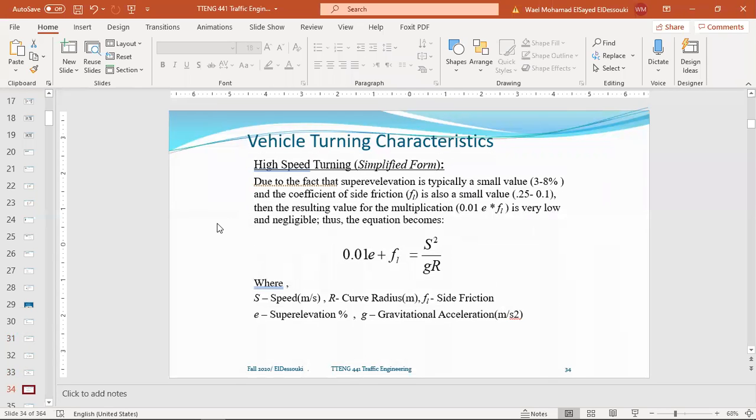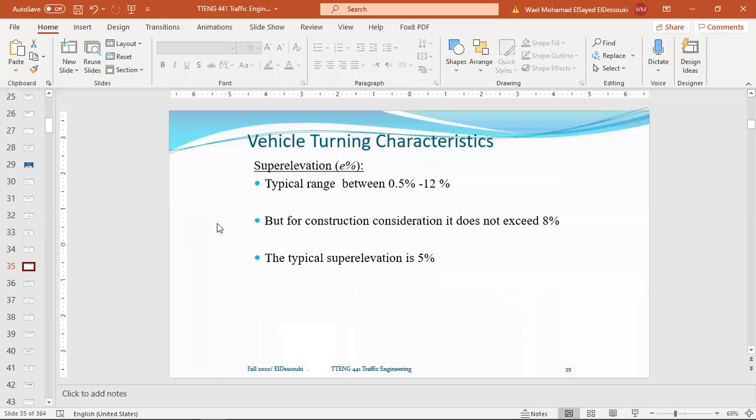But for high speed turning, we have this equation for horizontal curves, the simplified version of the horizontal turning speed, where S is the turning speed in meters per second, G is the gravitational acceleration, R is the radius of turn, FL is the side friction, and E is the super elevation. In cases of intersections, for example, the super elevation would be 0, but in designing a horizontal curve, it will have a value.